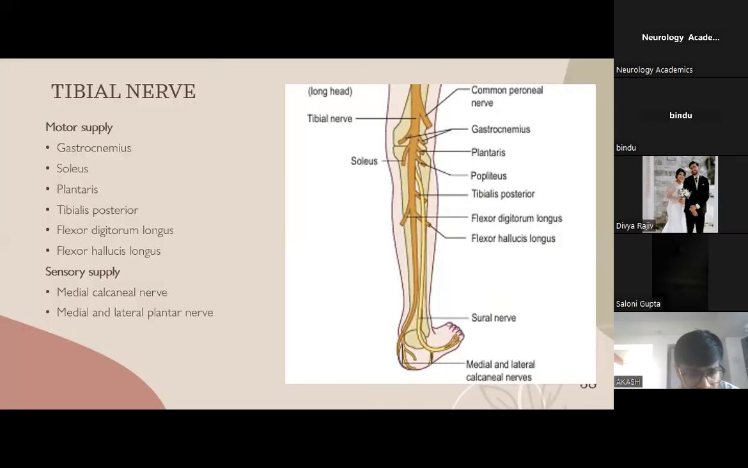The tibial nerve mainly supplies the plantar flexors, that is plantar flexion of the ankle. Motor supply is mainly to gastrocnemius, soleus, plantaris, tibialis posterior, and tibialis posterior is also an inverter, along with the tibialis anterior, along with flexor digitorum longus and flexor hallucis longus. Sensory, it gives off the medial calcaneal branch, which supplies the heel region, and the final terminal branches are the medial and lateral plantar nerves, which supply the sole of the foot.